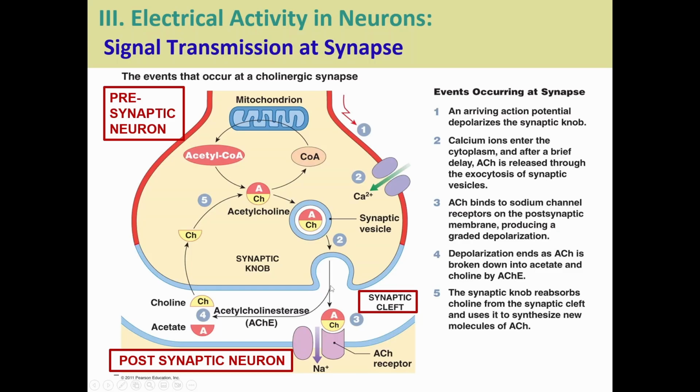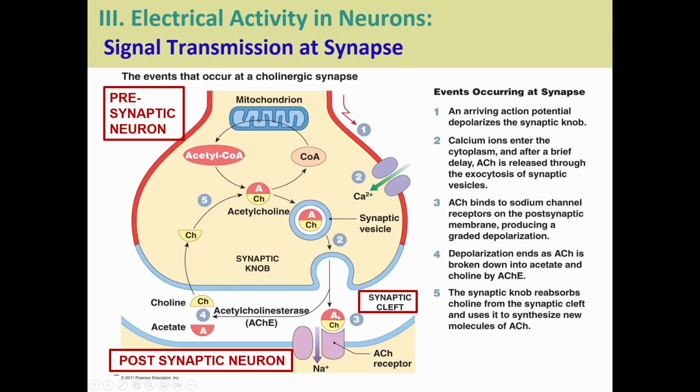Acetylcholine then travels across the gap, and it's going to bind to a sodium channel receptor. That's going to allow sodium into the postsynaptic neuron. Remember, that's going to increase the charge inside the postsynaptic neuron from -70 upward. And if it passes -55, we reach our threshold, and now the postsynaptic neuron will be excited and go through its own action potential.